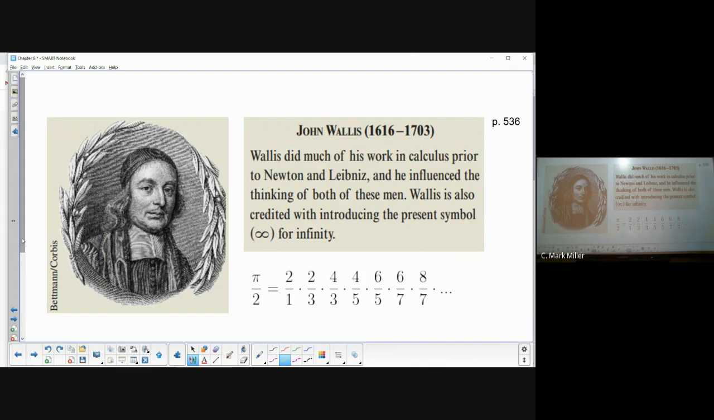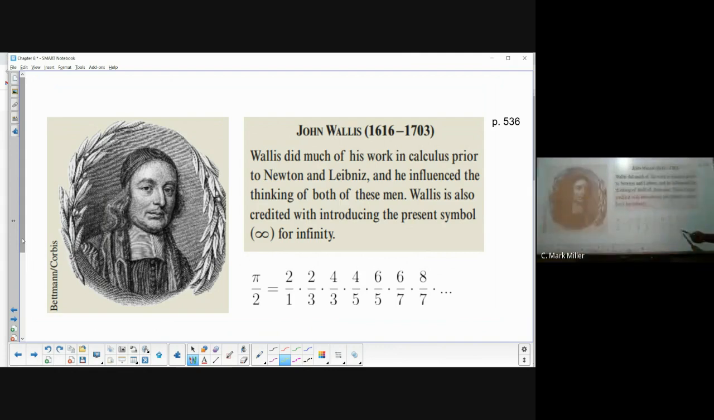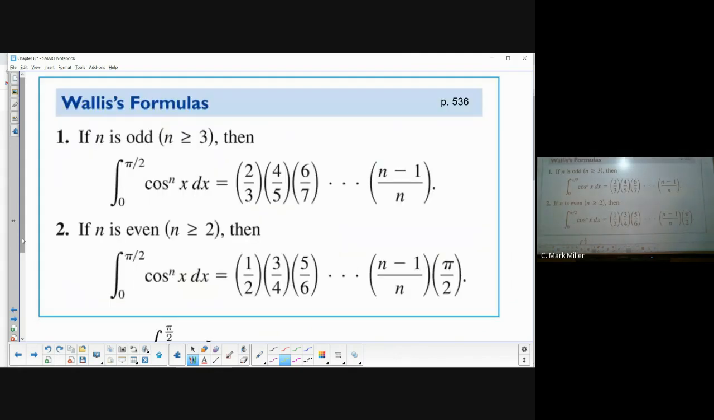Newton was the better mathematician, honestly. But Leibniz, his notation was a lot easier to understand than Newton's was. And so a lot of our notation we got from Leibniz. He came up with this formula here. 2, 3, 3, 4, 4, 5, 5, 6, 6, 7, 7, all multiplied together indefinitely is pi over 2. Right? And that leads to two integration formulas right here that we are going to skip.